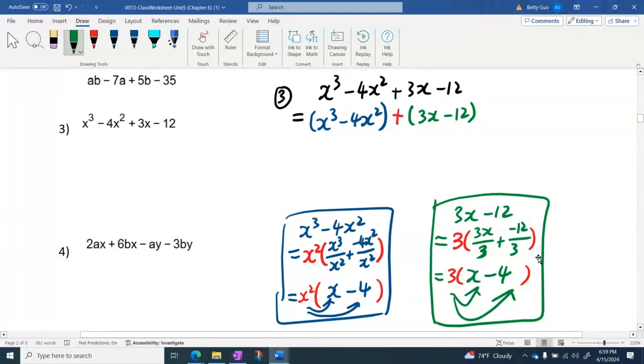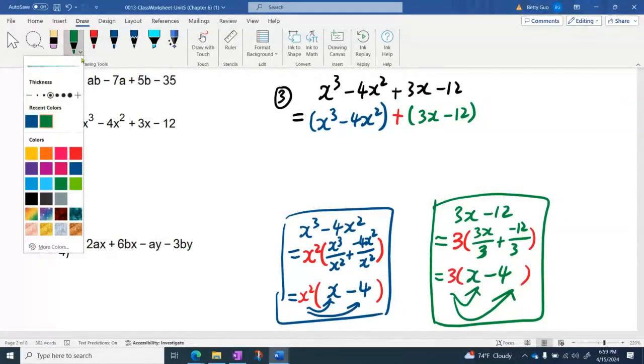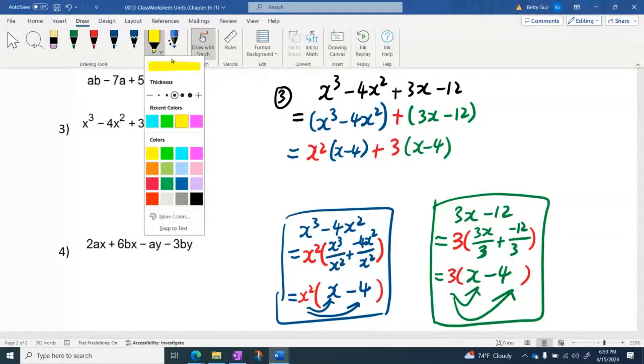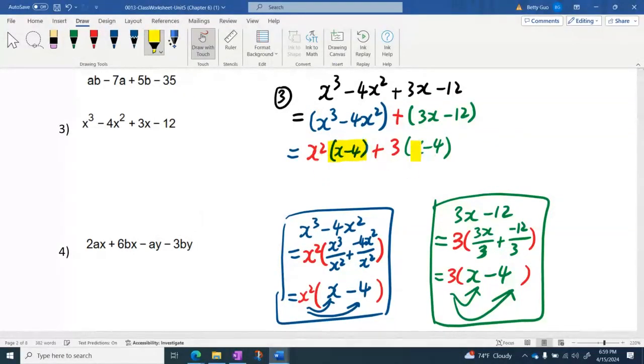Very good. Now let's put them back. I want a blue. So the first part, the blue group right now, is x squared times x minus 4, plus the second group is 3 times x minus 4. Look at here. Look at the yellow part from the two groups. Are they the same?